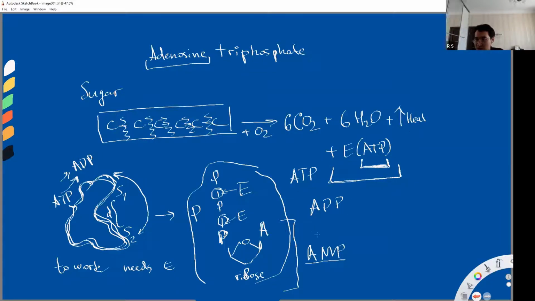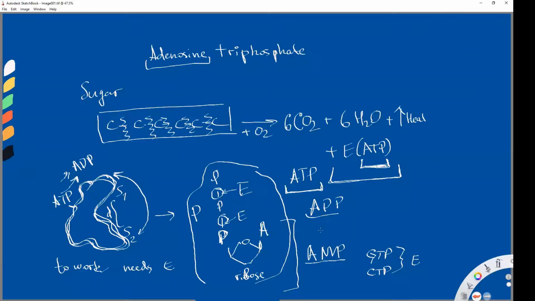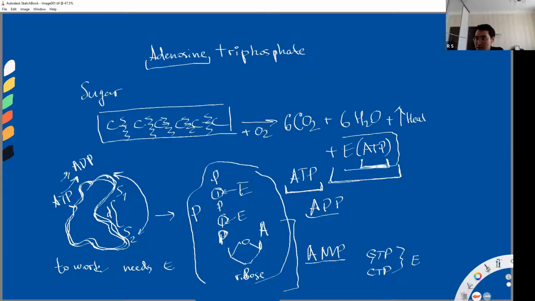We can also have GTP, CTP, and I guess there are usually 3 molecules that are used for energy, but the most abundant one is adenosine triphosphate, or ATP. Is it clear? Yes, it is. Thank you. Mm-hmm. We just take any sugar, and some of its energy goes to the production of ATP.